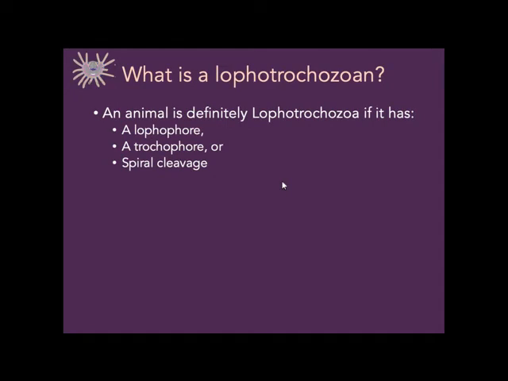So an animal is definitely a Lophotrochozoa if it has a lophophore, trochophore larvae, or spiral cleavage. But not all Lophotrochozoans have all three things, so you don't have to have all three.